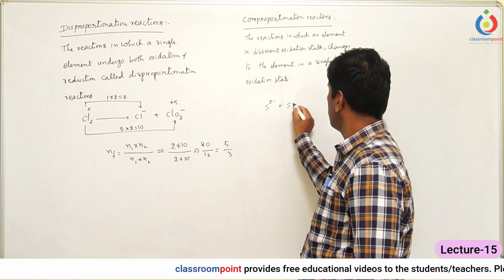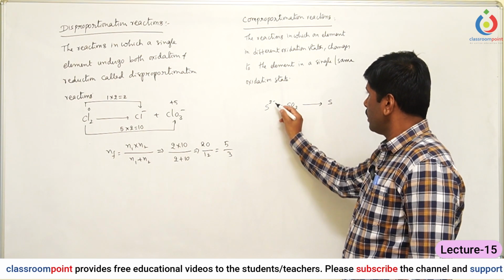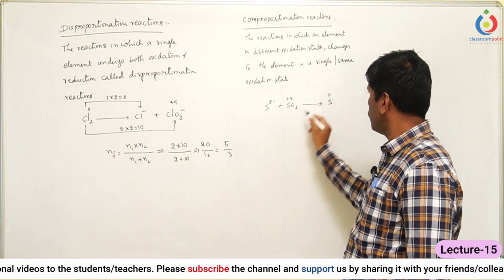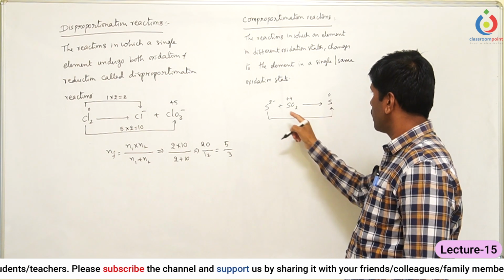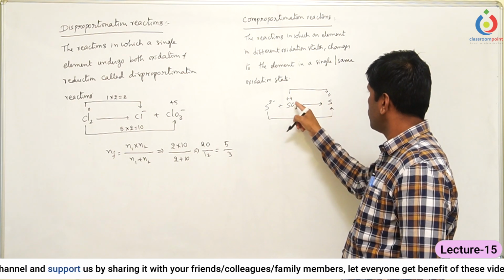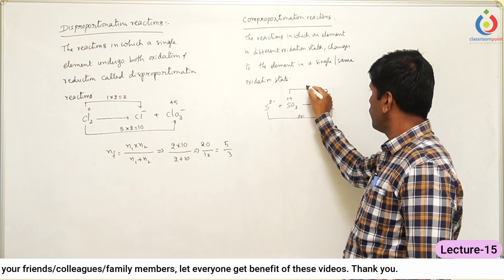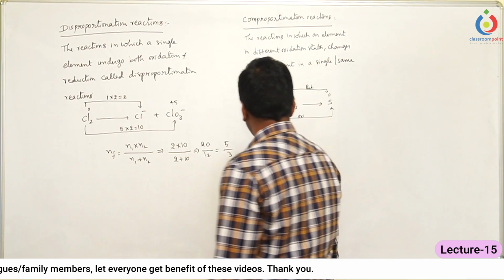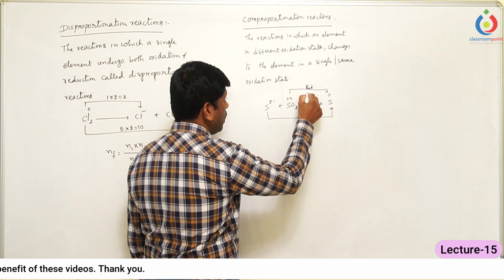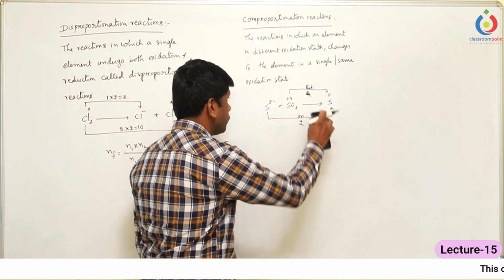S2 minus plus SO2 changes to S. Sulfur is in the minus 2 oxidation state, here plus 4 oxidation state, here 0. From here to here, the value is decreased. And from here to here, its value is increased. So this is an oxidation process, this is a reduction process. So how many electrons are involved here? 2 electrons. Here, 4 electrons are involved because the difference value is equal to 4.